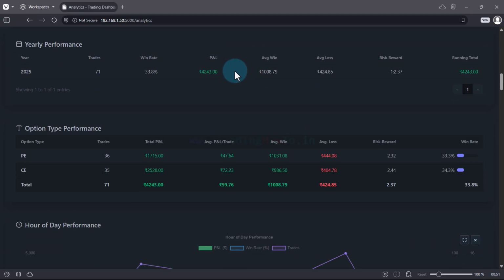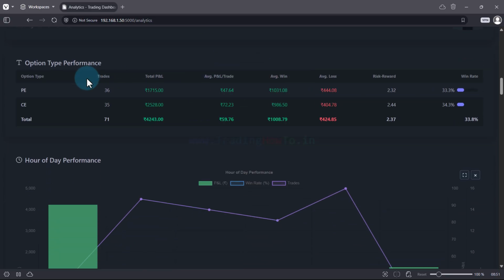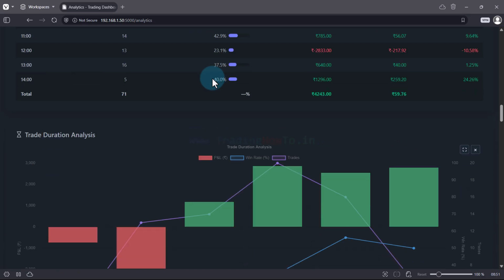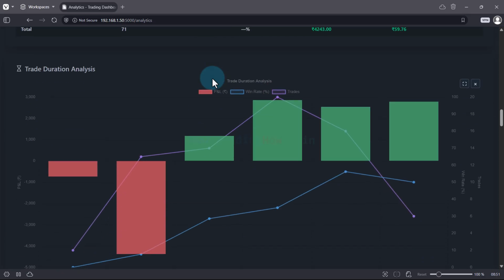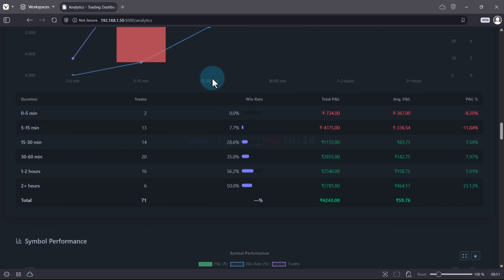And if you look at the yearly performance from April 15 to May 30, 4,243 is the profit. And then depending on the option type, whether I'm buying the call option or the put option, I have the data here. Around similar win rate for call and put options and a similar number of trades. On my call options, I have made just a bit more money. And then we will dive into my trade duration analysis.